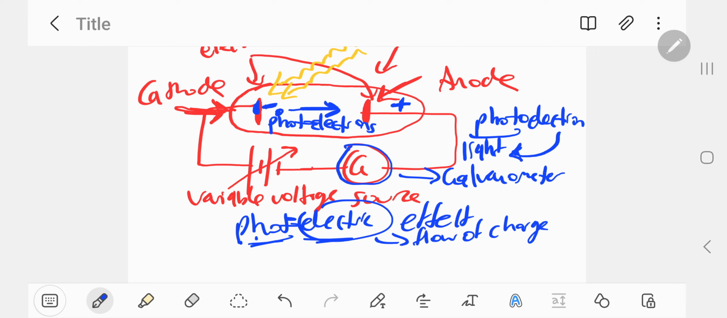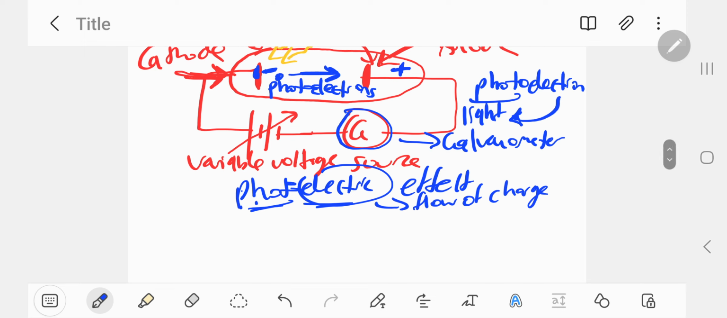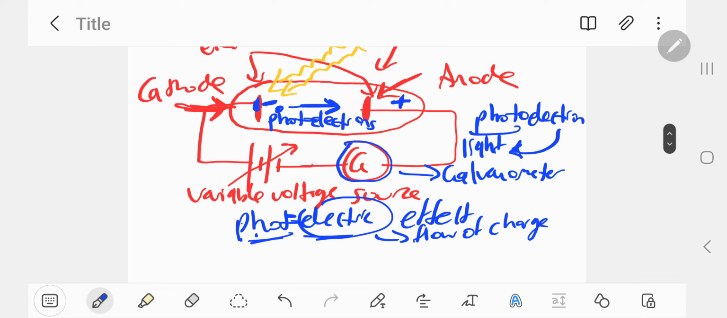Now, a galvanometer is a bit like an ammeter. It's not exactly an ammeter, but it's different in the sense that it can only detect very weak currents. It's highly sensitive, very small currents in units of, let's say, microamperes or even nanoamperes at times. But it's not as precise as an ammeter. Okay, it can only measure very small currents. So ammeters are used for large currents, galvanometers for small currents. So this is the photoelectric effect.